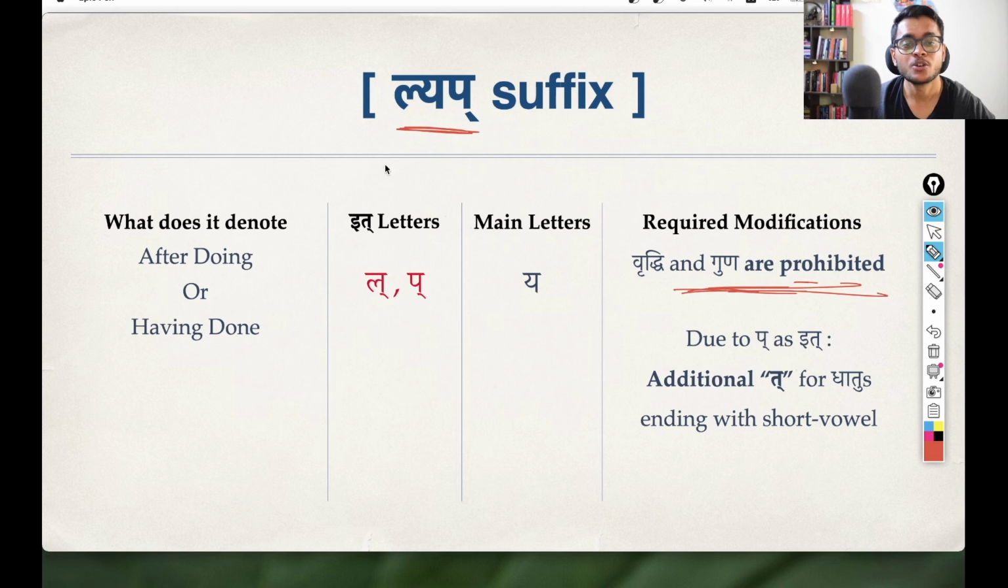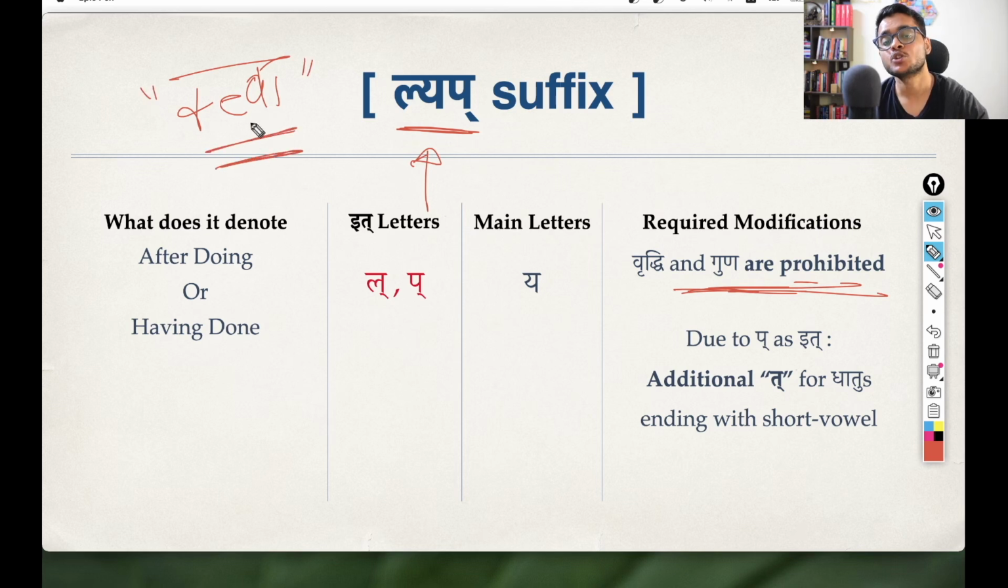So this is because, as I mentioned, this lyap suffix, think of it like a substitute for this twa suffix. And since it is a substitute for twa suffix, that same modification that happened with twa, the vriddhi and guna being prohibited, continues here also. So for lyap suffix also, vriddhi and guna, they are prohibited. Okay, so you have to remember this point.